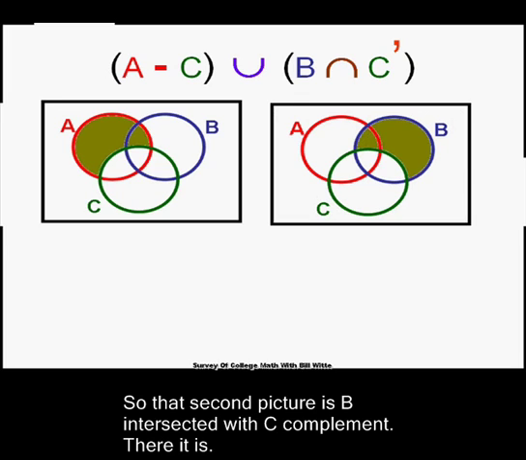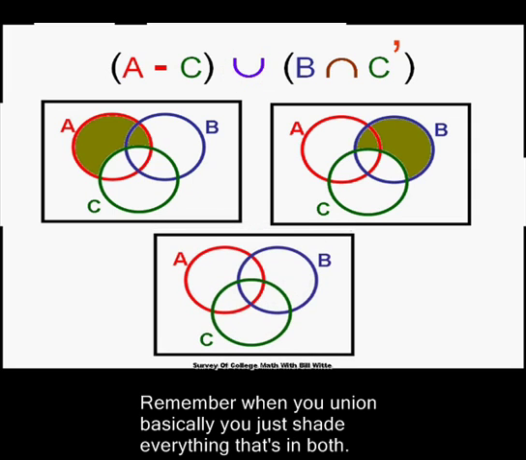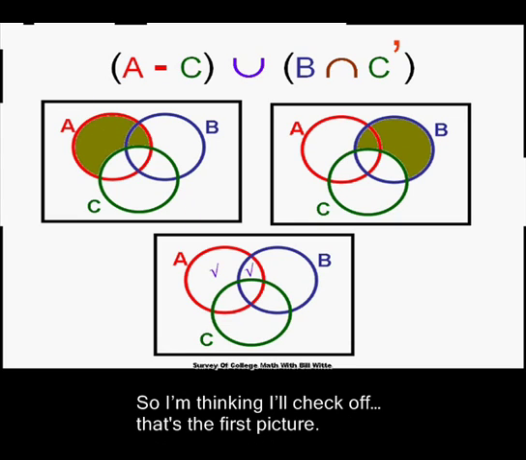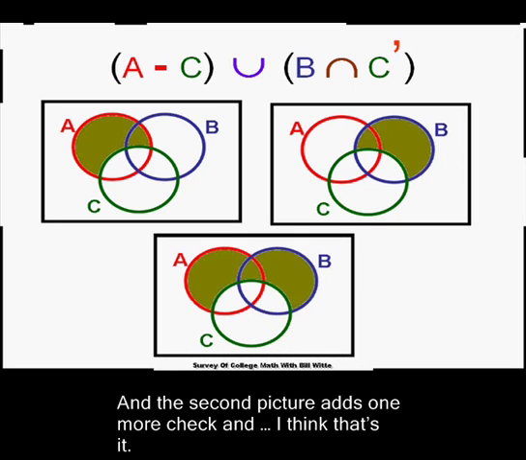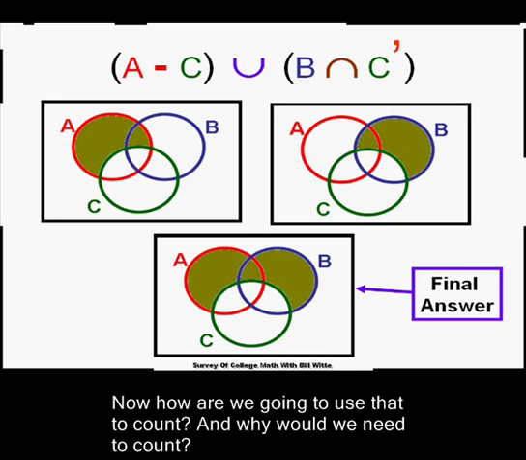There it is. I want to union these two together. Now what am I going to do? Remember when you union, basically you just shade everything that's in both. So I'm looking at, that's the first picture, and the second picture is this, and I think that's it. Okay, that's about all we covered last time. That's a lot. Okay, now how are we going to use that to count, and why would we need it to count?